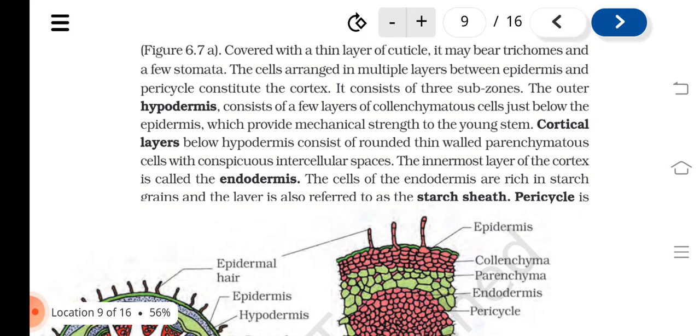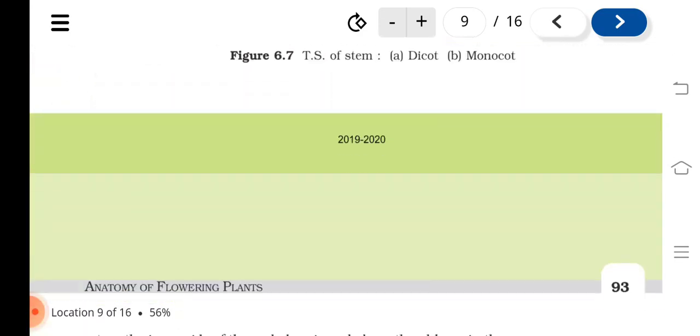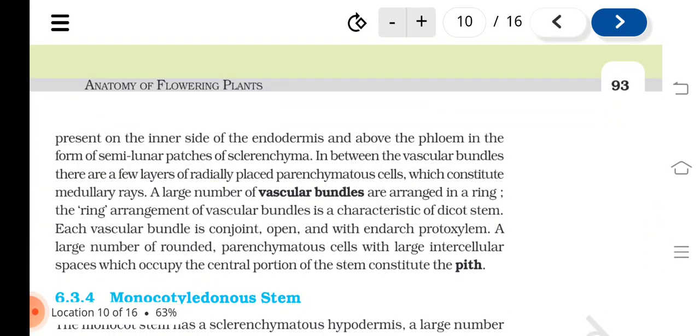The outer hypodermis consists of a few layers of collenchymatous cells just below the epidermis, which provide mechanical strength to the young stem. Cortical layers below the hypodermis consist of rounded, thin-walled parenchymatous cells with conspicuous intercellular spaces. The innermost layer of the cortex is called the endodermis. The cells of the endodermis are rich in starch grains and the layer is also referred to as the starch sheath. Pericycle is present on the inner side of the endodermis and above the phloem in the form of semilunar patches of sclerenchyma.